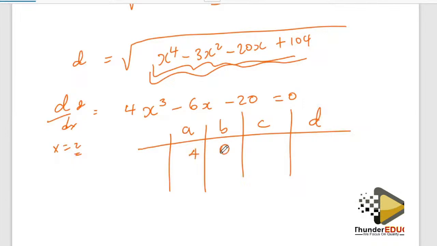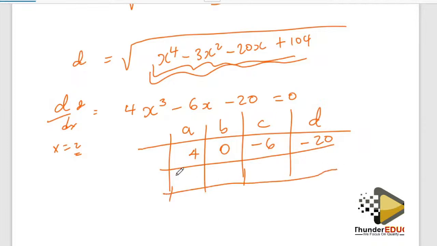This is 4, there's no squared here. This is a negative 6, and then there's a negative 20. Okay, so I'm gonna shade this off. My x is a 2. Then the 4 can be carried down. 4 times 2 is 8. This and that, I'm gonna get an 8. And then 2 times 8 is 16. This and that, and I add, I'm getting a 10. And 10 times 2 is a 20. When I add, I get a 0.